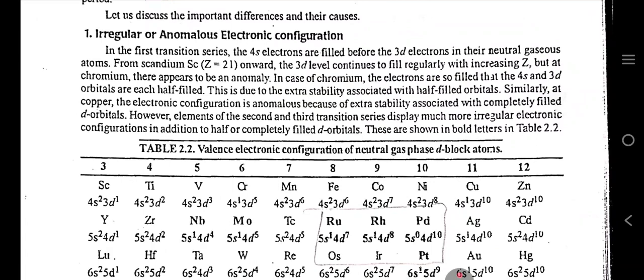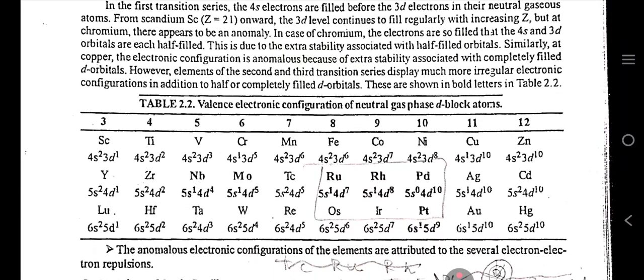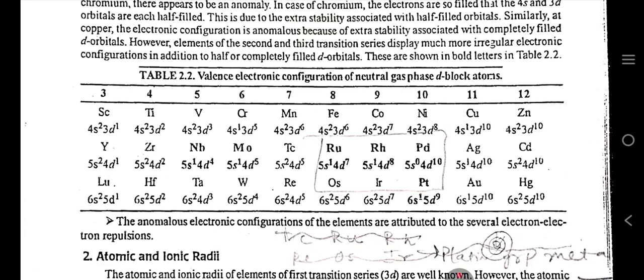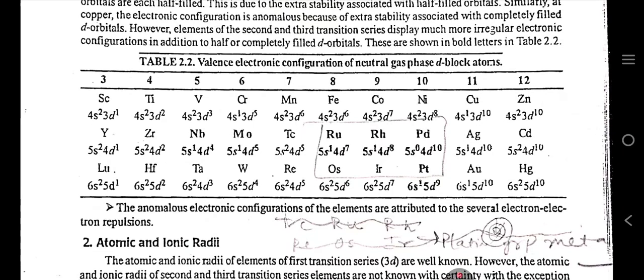Irregular or anomalous electronic configuration. In the first transition series, the 4s electrons are filled before the 3d electrons in their neutral gaseous atoms. From scandium onward, the 3d level continues to fill regularly up to zinc, but at chromium there appears to be an anomaly. In case of chromium, the electrons are so filled that the 4s and 3d orbitals are each half filled. This is due to the extra stability associated with half-filled orbitals. Similarly, at copper, the electronic configuration is anomalous because of extra stability associated with completely filled d orbitals.